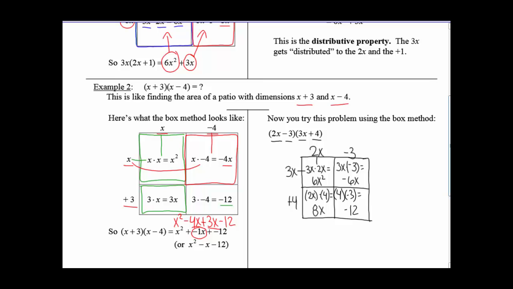So now what do I do to find my solution? Well, to find 2x minus 3 times 3x plus 4, I'm just going to add up my answers from each of the boxes. So in the first box I had 6x squared, and then I got a negative 6x, a positive 8x, and a negative 12. So now I look to see if I can do any simplifying. I see that I have two terms with an x, so I'm going to combine my like terms. So I'll have 6x squared minus 6 plus 8 gets me a total of 2x, and then I still have that minus 12 on the side. So that would be my final answer.